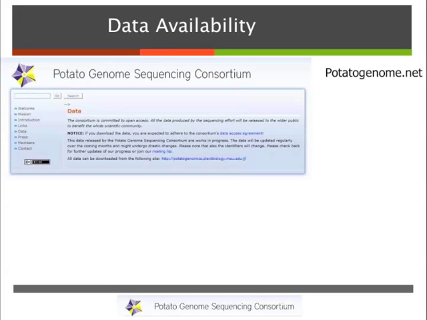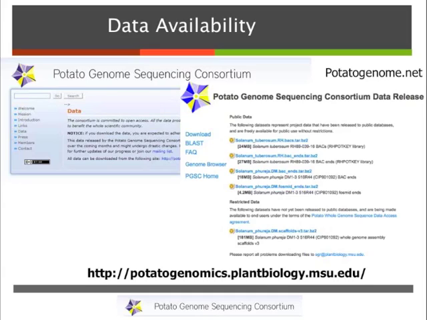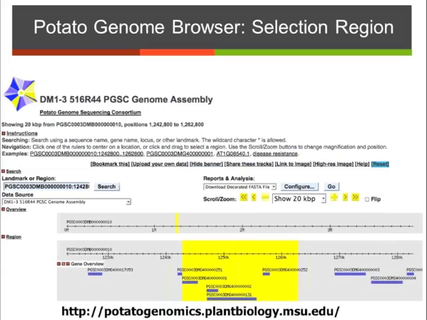Okay. So the data is available for the genome, and you go to potatogenome.net, and that takes you to Potato Genomics, which we support that site. And essentially, you could download all the data. It's freely available. You can do a blast search, and then you can look at it in a genome browser. So what I want to show you is just a few screen capture shots of the genome browser, just to make sure you're all familiar with this.